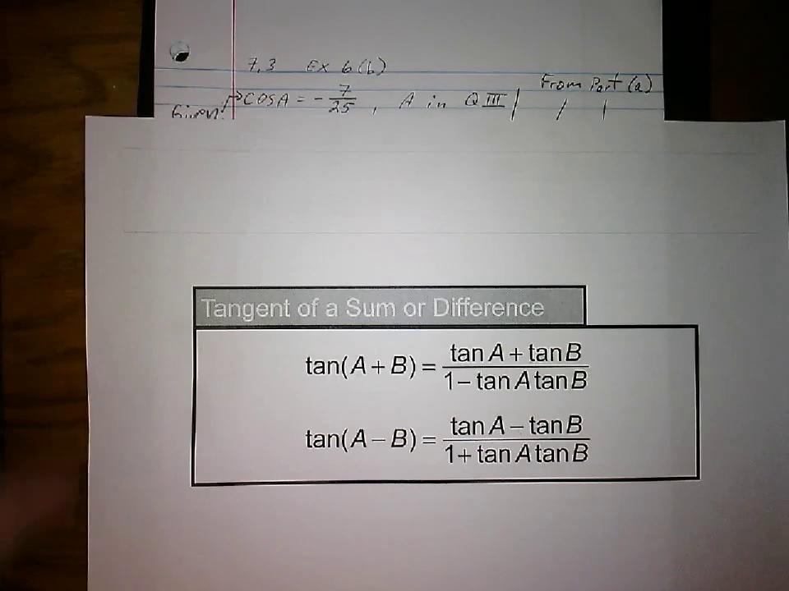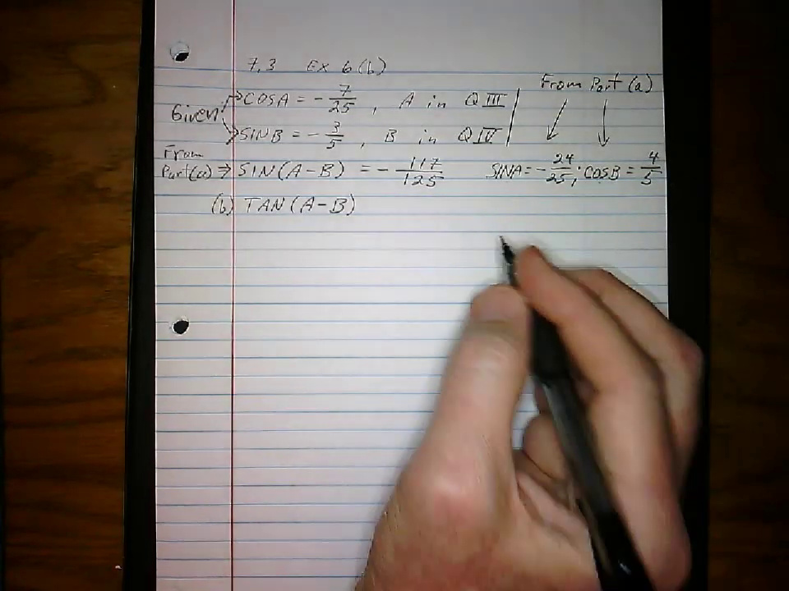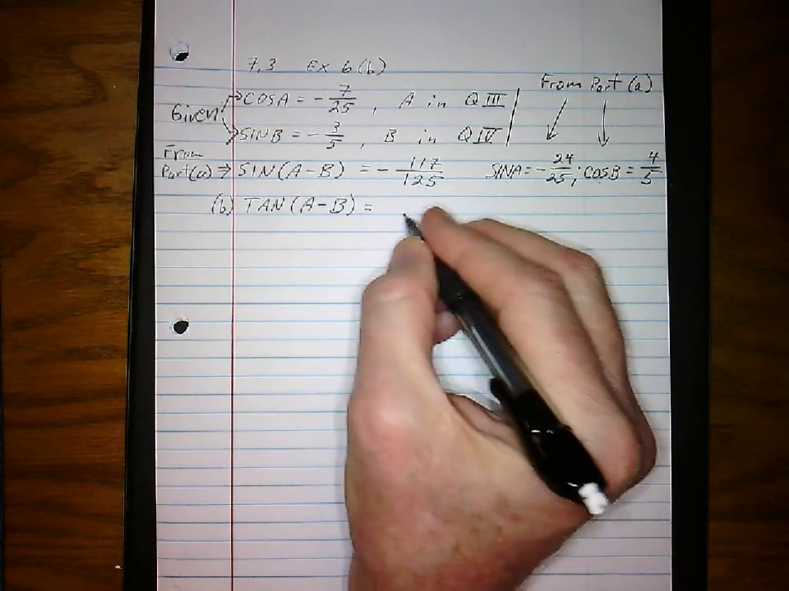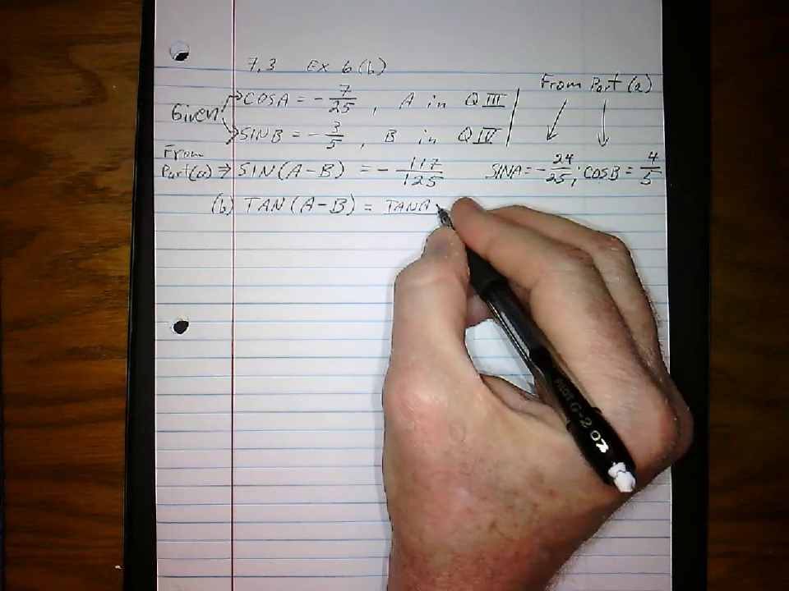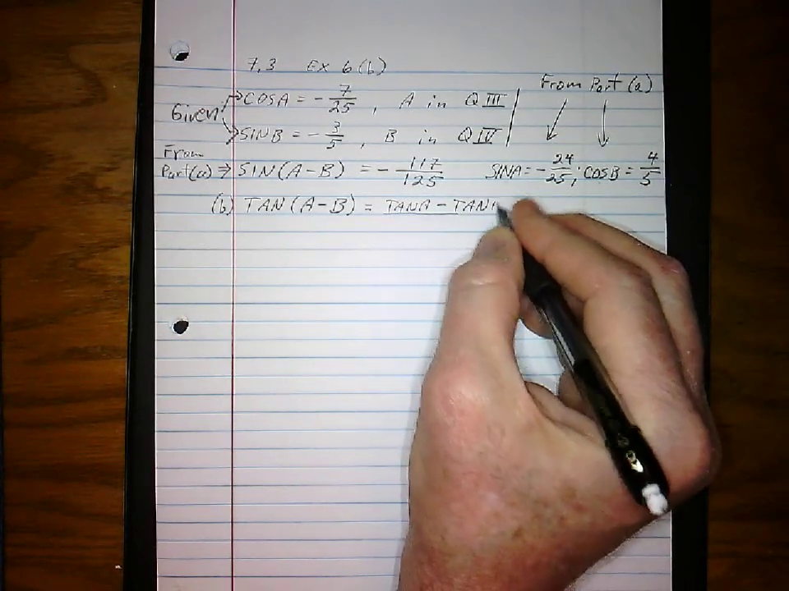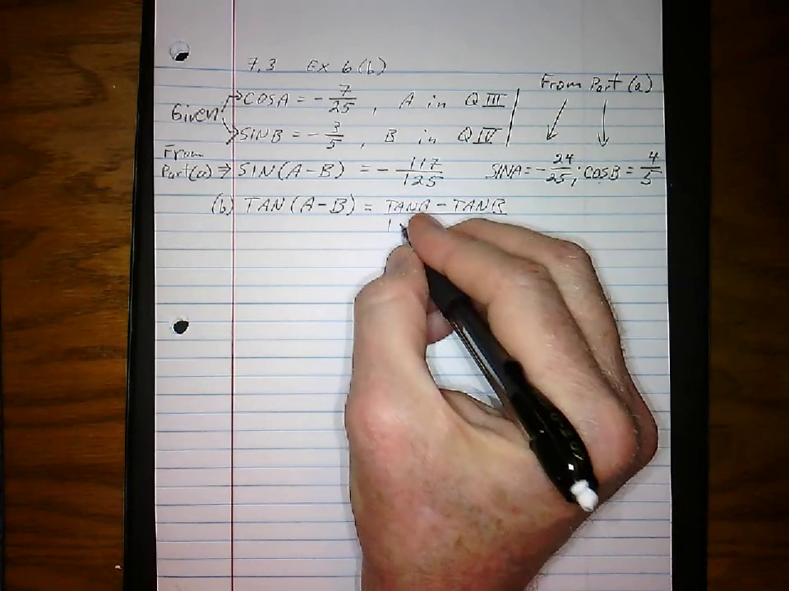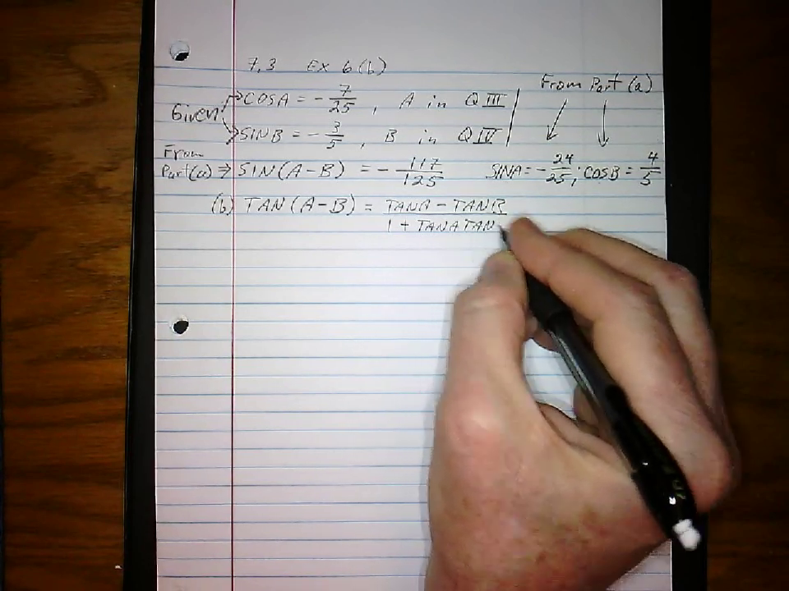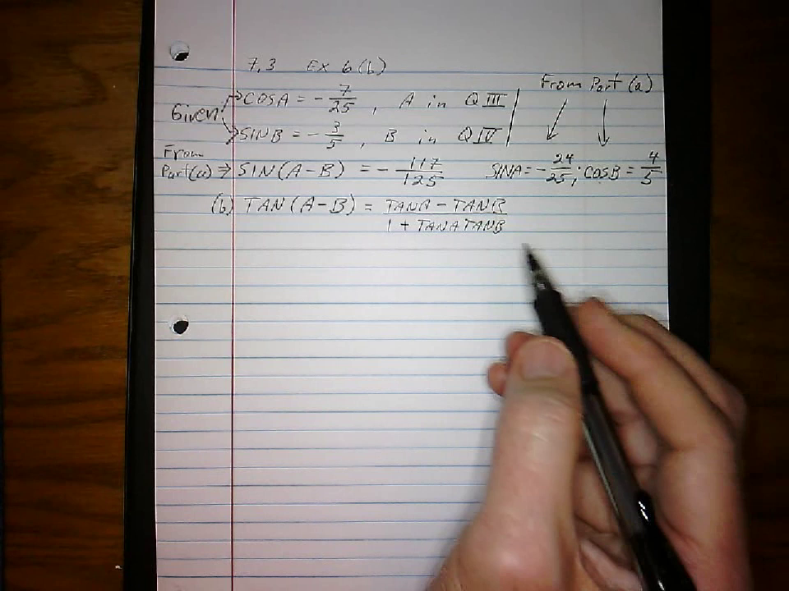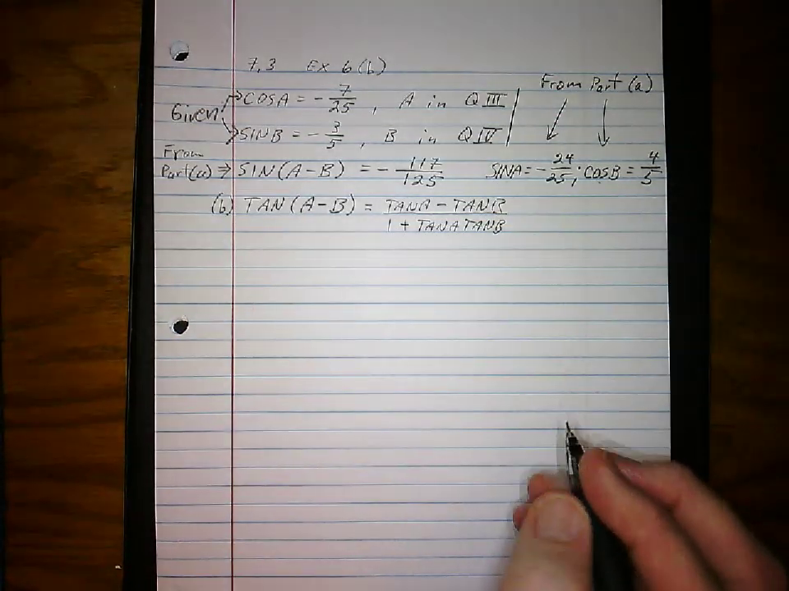So first, let's remind ourselves, here's the tan sum and difference formulas, and since we want to find the tangent of A minus B, we're going to use tan A minus tan B over 1 plus tan A times tan B. Well, if we use that formula, let's take a look at that. Tan A minus tan B over 1 plus tan A times tan B. Well, we don't know what tan A or tan B are, so we've got to calculate what tan A and tan B are.